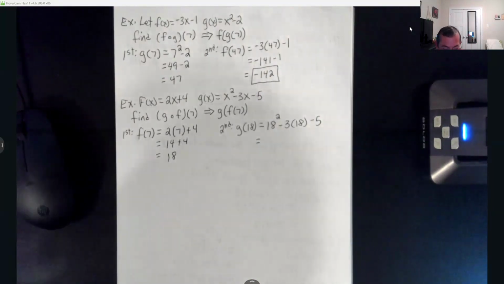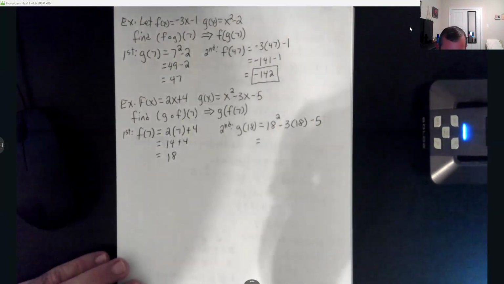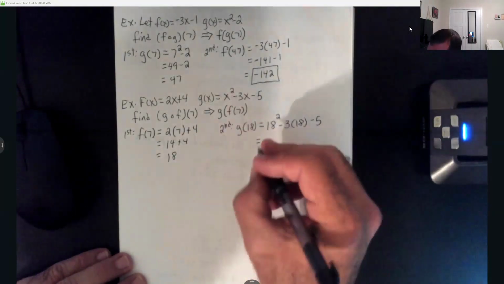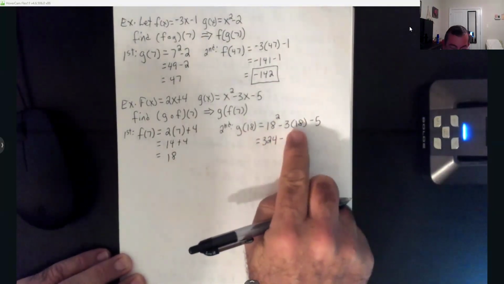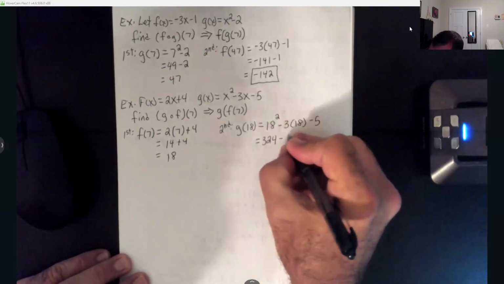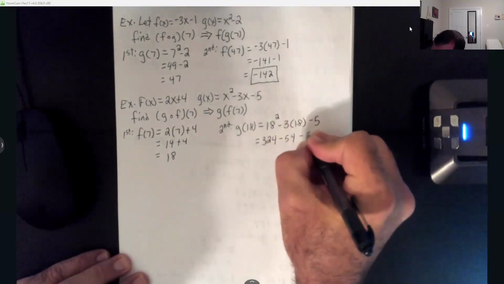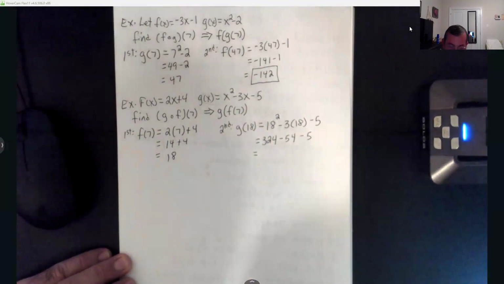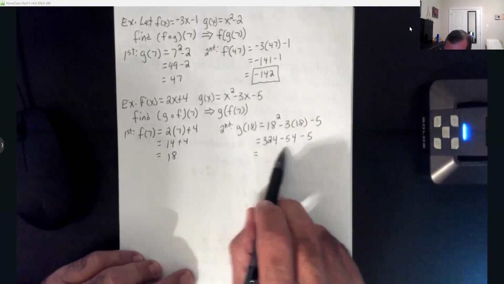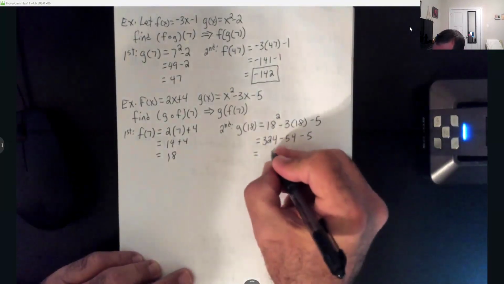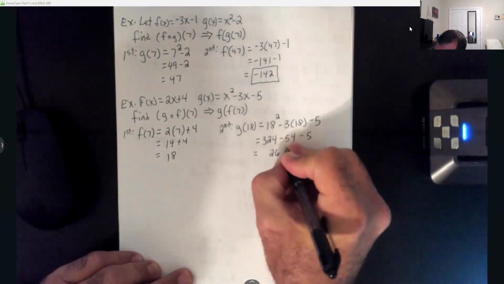So let's see. I think 18 times 18 on my calculator was like 324, minus 3 times 18, which is 54, and then minus my 5. Hey, also adding all these like terms together, I came up with, looks like 265.